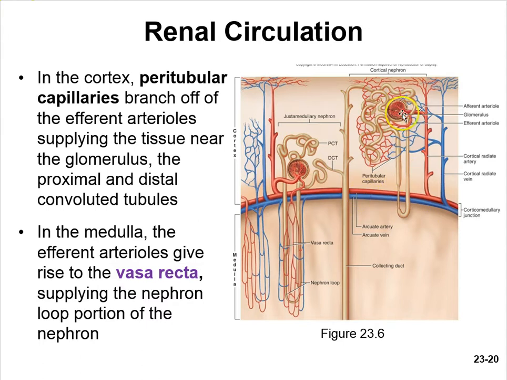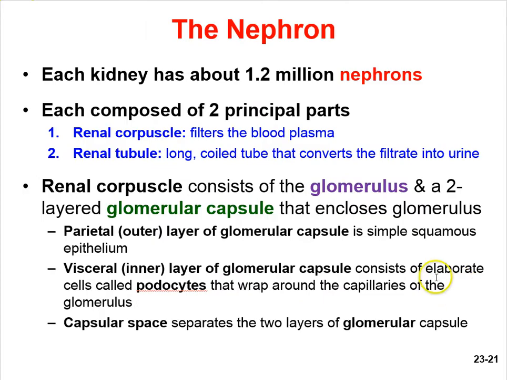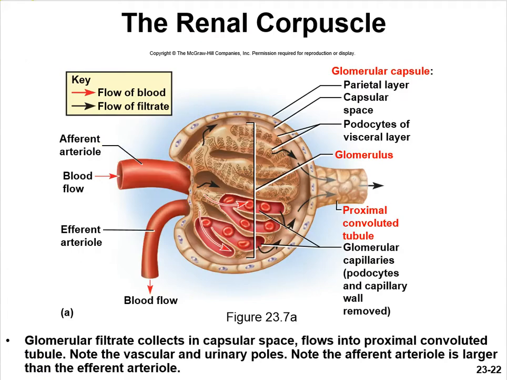And again, here's that glomerulus and the capsule around it. That whole area is the renal corpuscle. So the renal corpuscle consists of the glomerulus and a two-layered glomerular capsule that encloses the glomerulus. The parietal is the outer layer. It has simple squamous epithelium. And the visceral is the inner layer and has what are called elaborate cells called podocytes that wrap around the capillaries of the glomerulus. And the capsular space separates the two layers of the glomerular capsule.